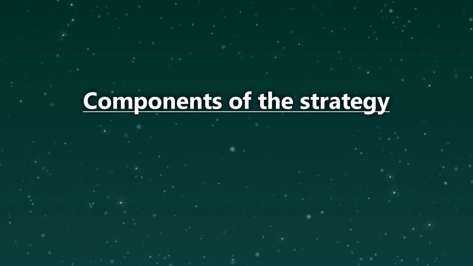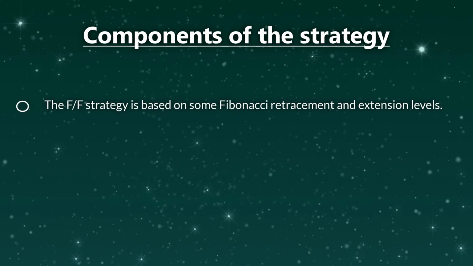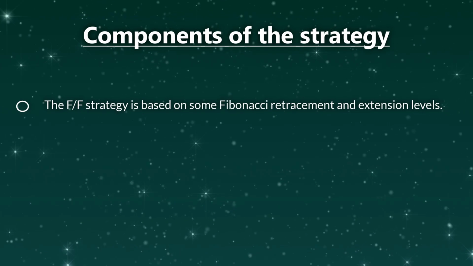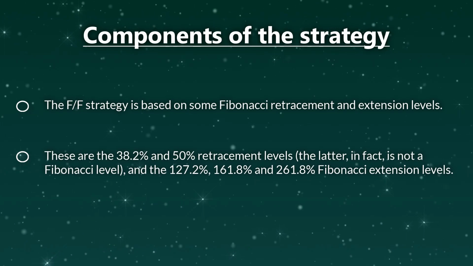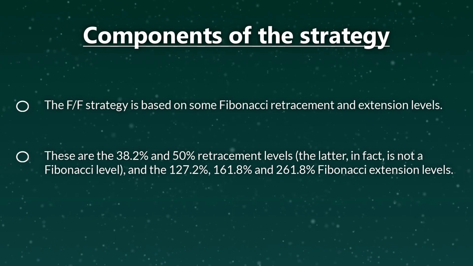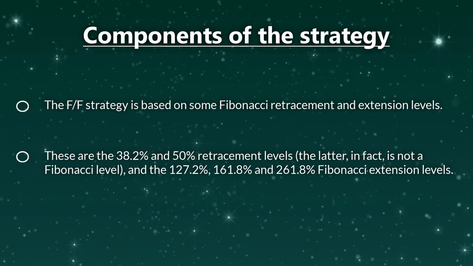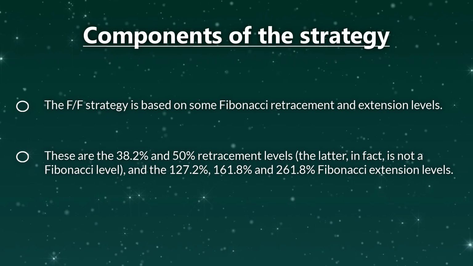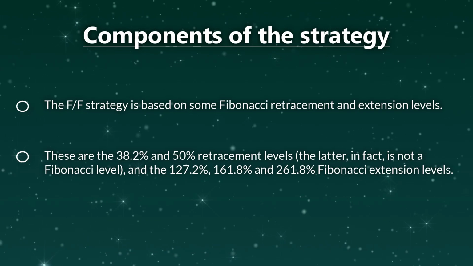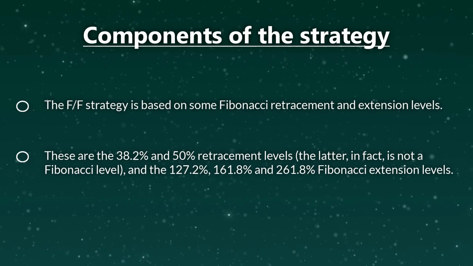Components of the strategy. The FF strategy is based on some Fibonacci retracement and extension levels. These are the 38.2% and 50% retracement levels and the 127.2%, 161.8% and 261.8% Fibonacci extension levels.